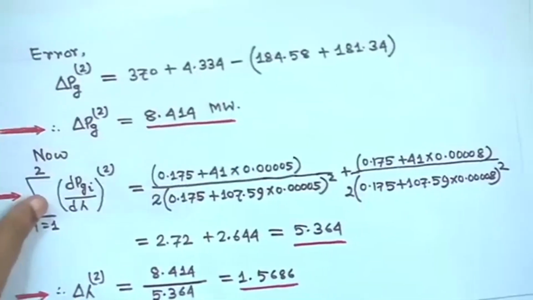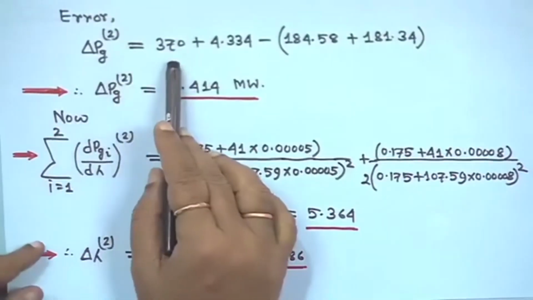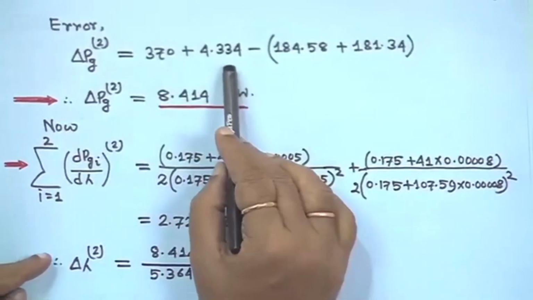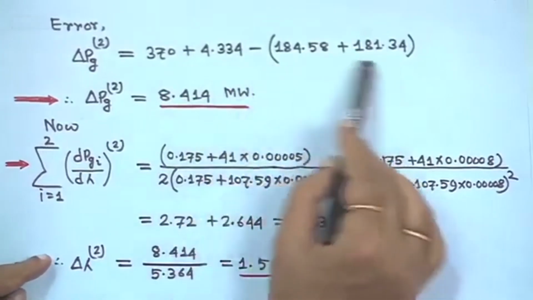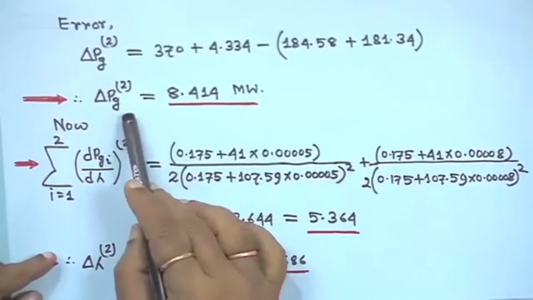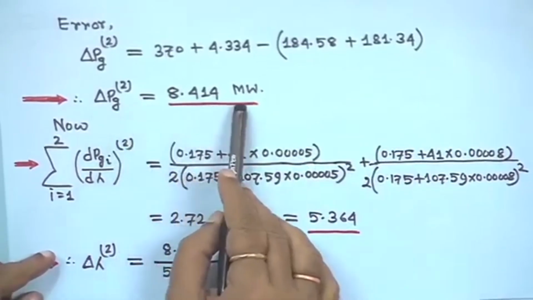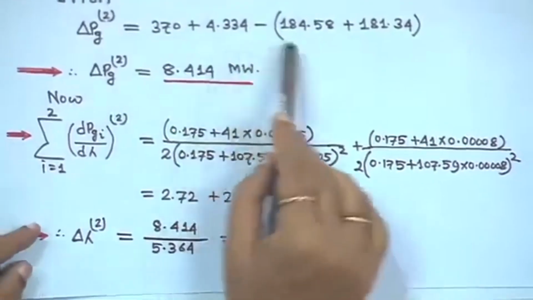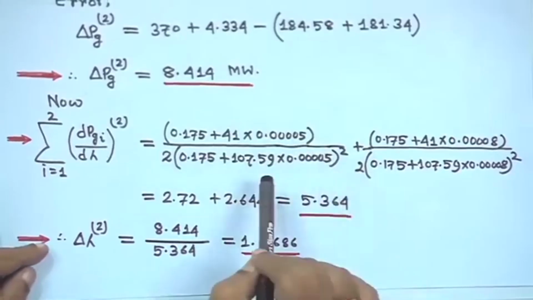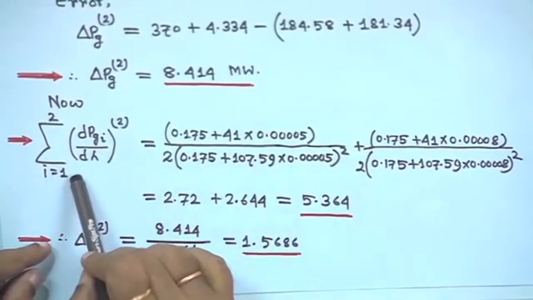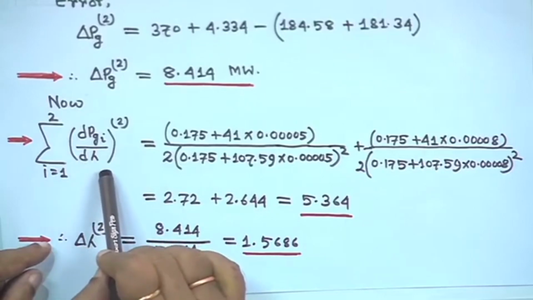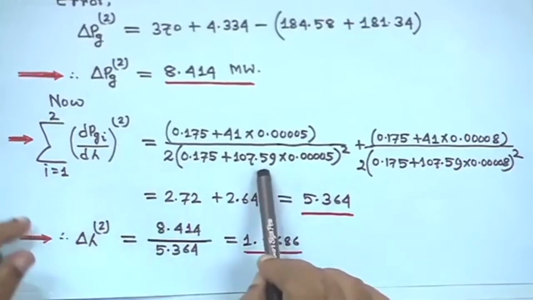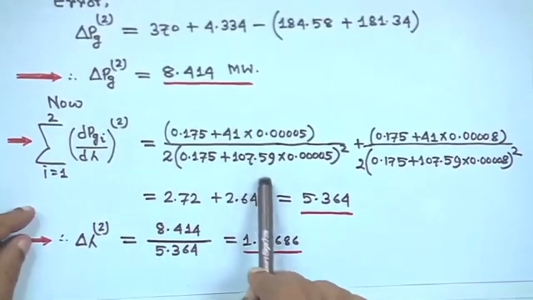So, in that case, delta Pg2 is equal to the total load plus the loss we have obtained, minus the sum of the generation of the two generators. We are getting delta Pg2 equal to 8.414 megawatt, that means it has still not converged. Next, using the data of the generation, you compute the sum over i equal to 1 to 2 of dPgi by d lambda for iteration 2, using the value of lambda you have got.